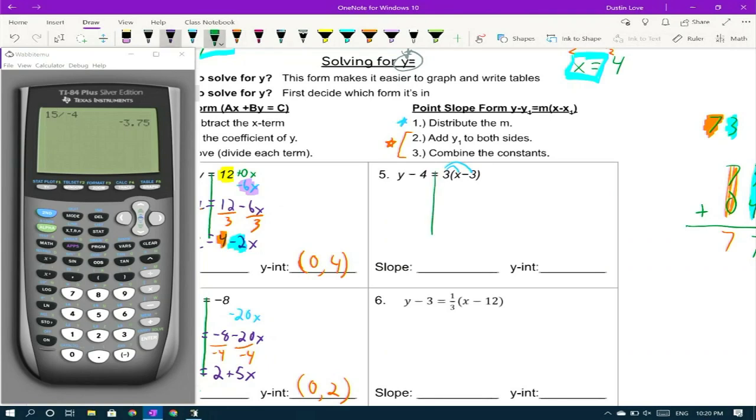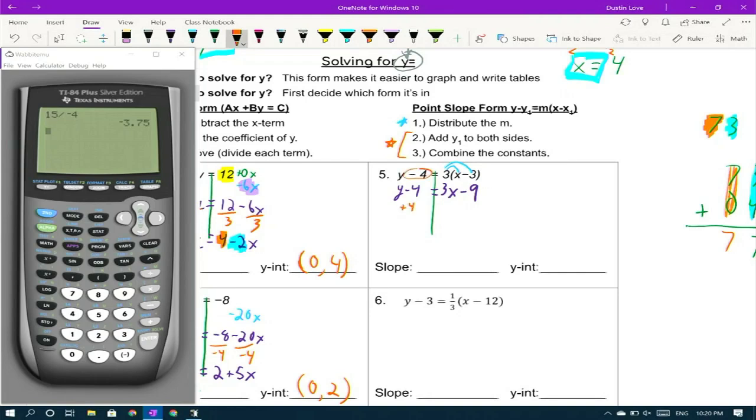So what ends up happening is this y minus 4 is going to drop down. Now, 3 times x is 3x. 3 times negative 3 is negative 9. It's a distribution just like we did way back in the first unit of the year. Now, we're going to take care of those steps 2 and 3, which actually happen at the exact same time. So here we go. We're going to add y1. Remember, y1 was this term.